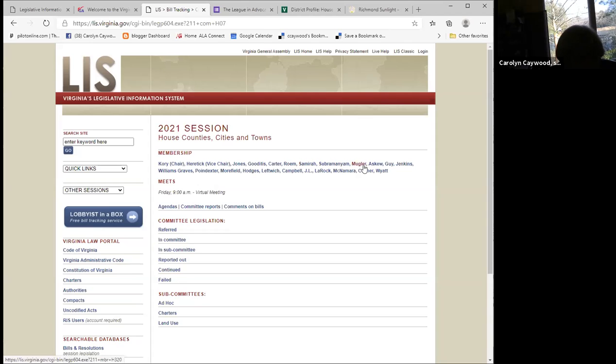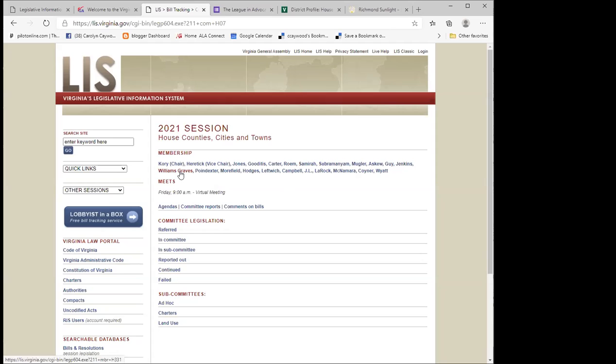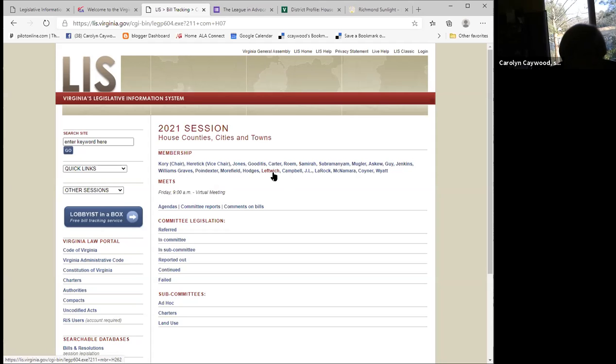Martha Mugler's on the peninsula, Askew's local, Jenkins is local, Williams Graves has already got committee appointments. Newly elected, yeah. Leftwich, you'll notice the Republicans follow the Democrats in the list. That's not true in the Senate. They run in seniority order.